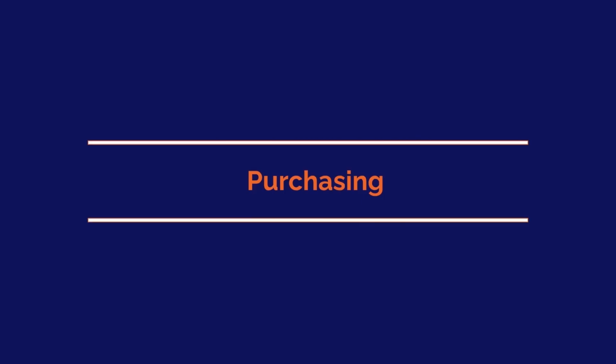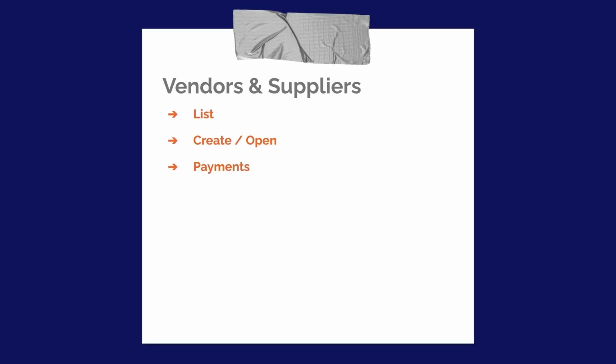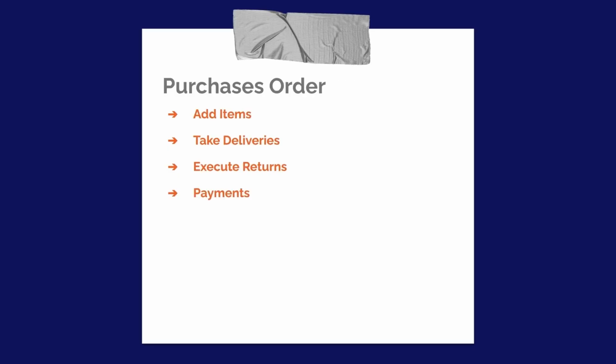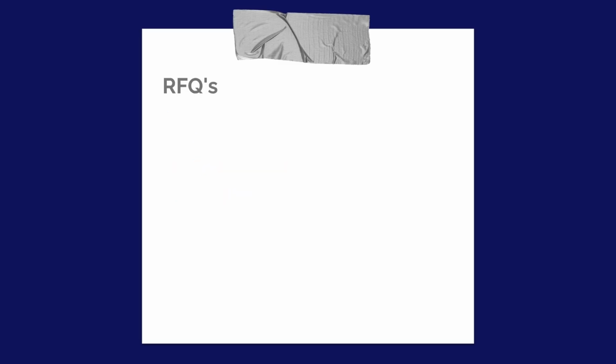In this section, we are going to look at purchasing. We are going to look at several items in purchasing. We're going to look at vendors or suppliers, how to create those, how to post payment to suppliers, how to create purchase orders, how those work, how to take deliveries, and executing returns and payments of the same.